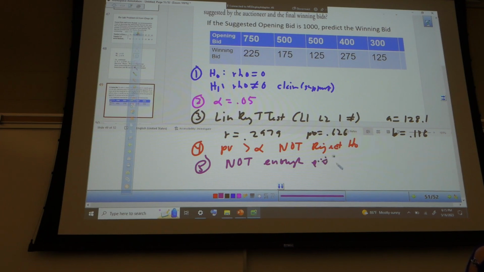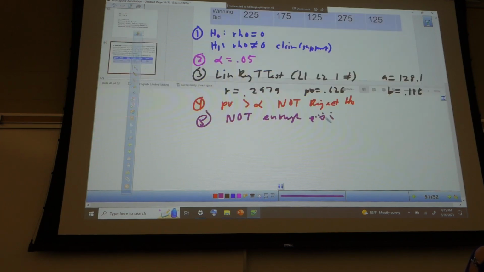Evidence of correlation between opening and winning. Open and winning. Okay, I'm not even worried about that.